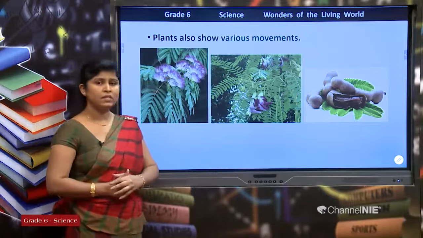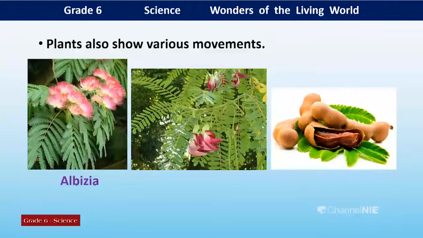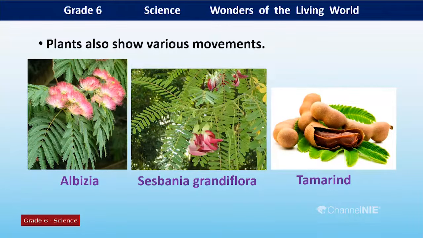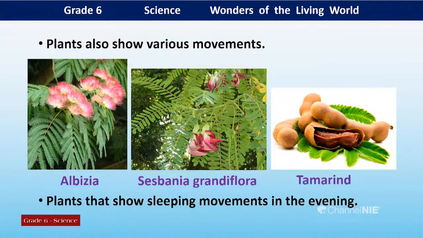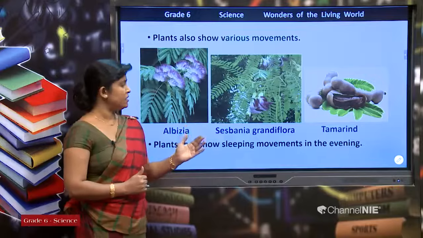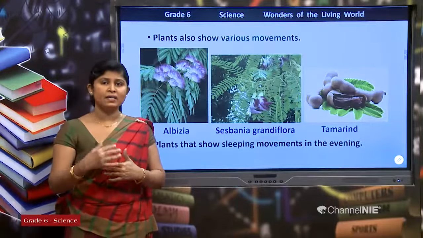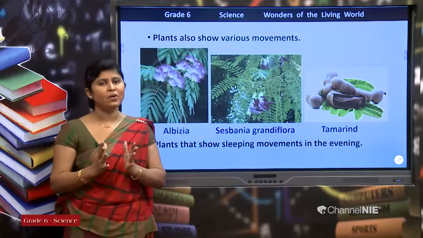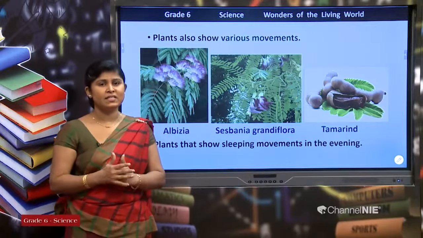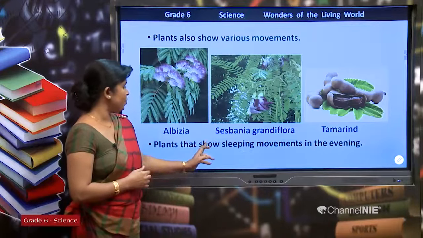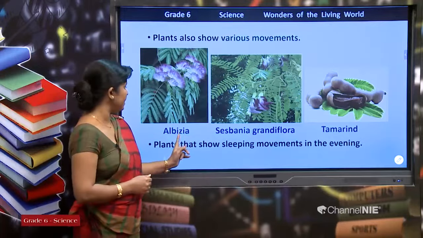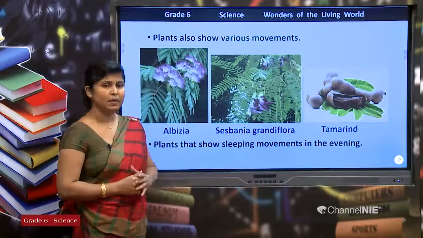I have given you 3 varieties of plants: Albizia, then Sesbania grandiflora, it is known as Kathurumurunga in our common usage, and Tamarind. There are 3 plant varieties. The speciality regarding these 3 plant varieties is they show sleeping movements in the evening, right. Have you ever observed this? Yes. When the darkness comes, they start sleeping, right. If you have not observed it so far, today also after the lesson you can observe this. Plants that show sleeping movements in the evening, the examples are Albizia, Sesbania grandiflora and Tamarind.